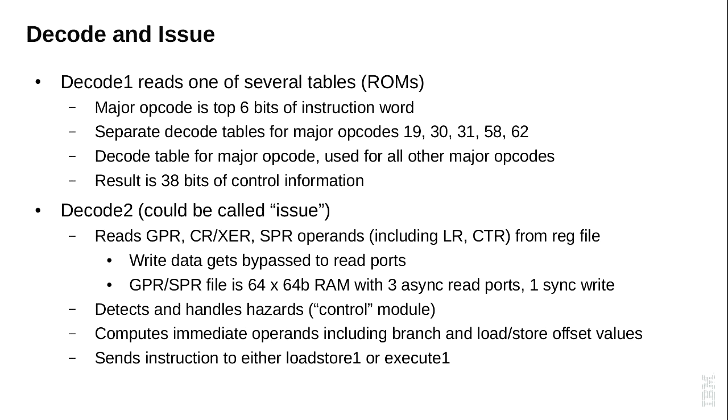And whichever table it comes from, we get the same 38 bits of control information that then go down into decode 2.